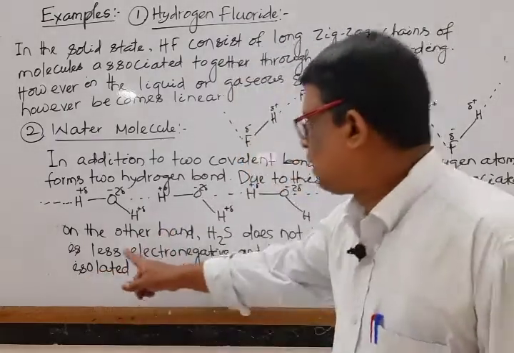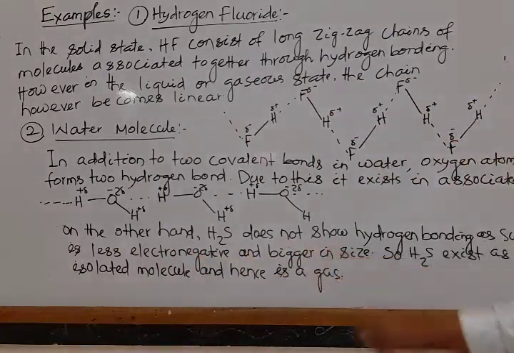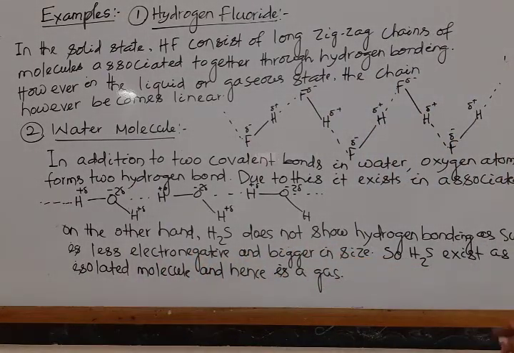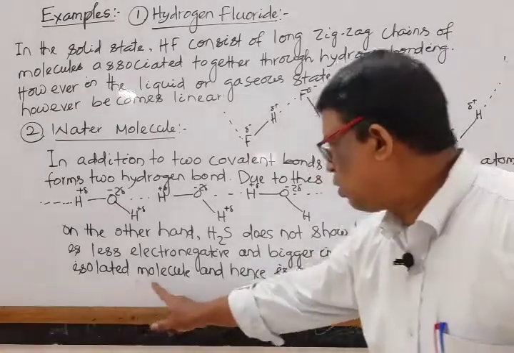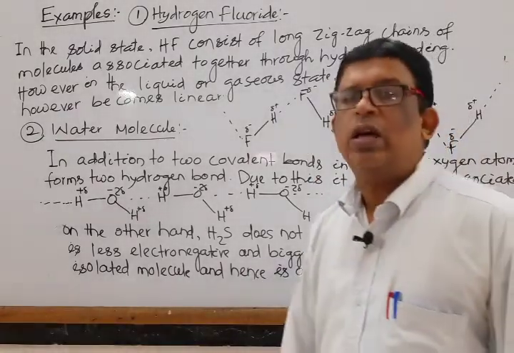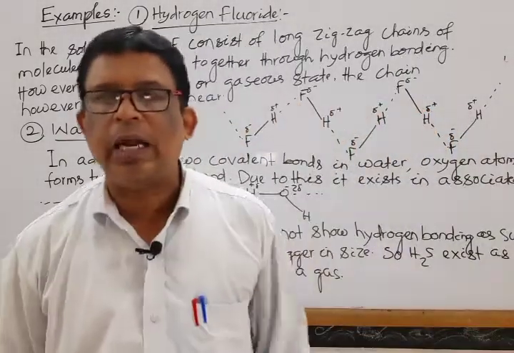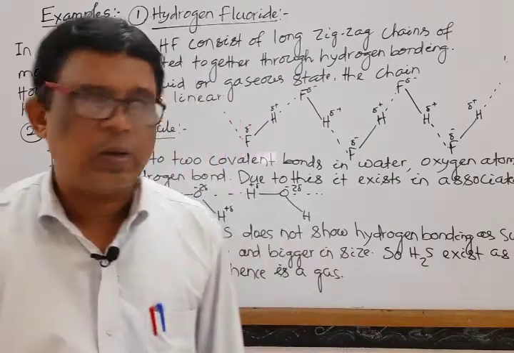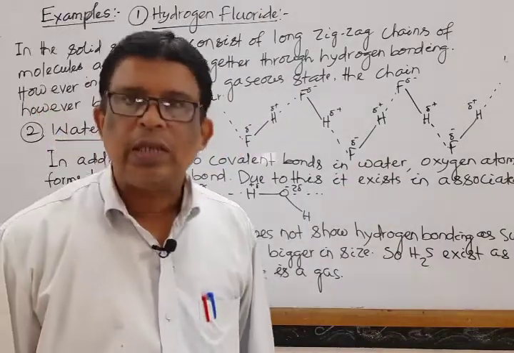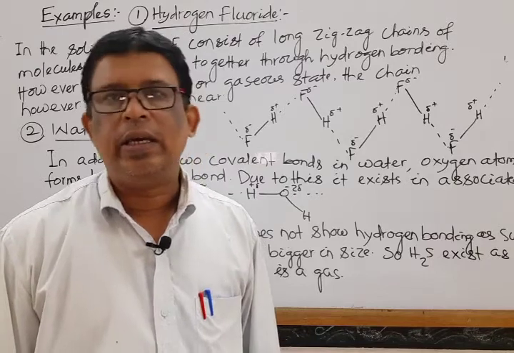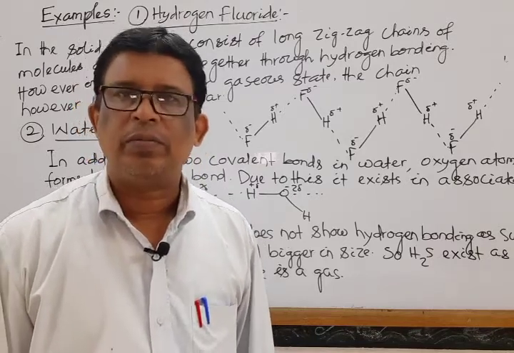Mark that. On the other hand, H2S does not show hydrogen bonding because sulfur is less electronegative and larger in size. So, H2S exists as isolated molecules. That's why the magnitude of the forces of attraction decreases, and that's why H2S, hydrogen sulfide, is in gaseous form.